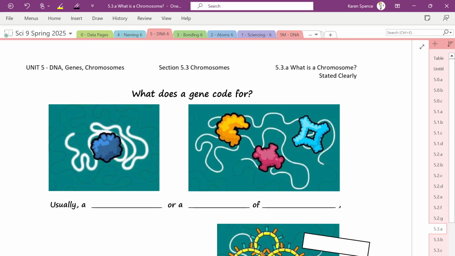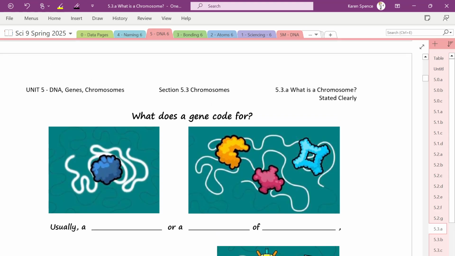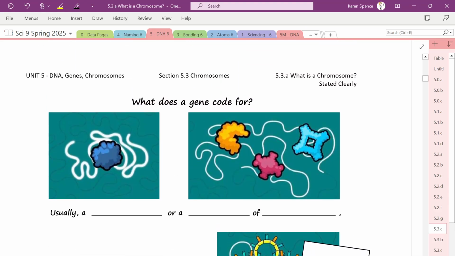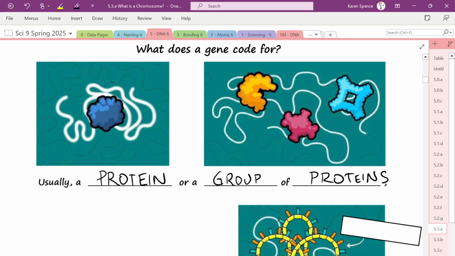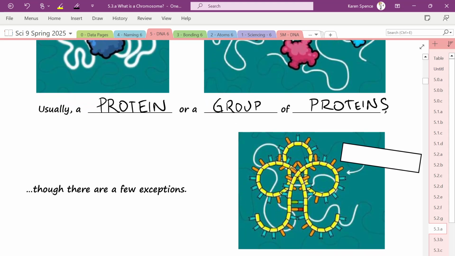Okay. What does a gene code for? So now we're on page 77. Usually a protein or a group of proteins. Although there are a few exceptions, you don't need to know this.